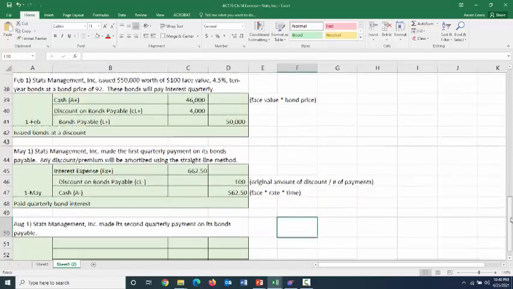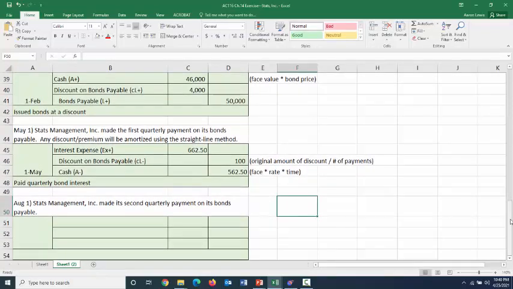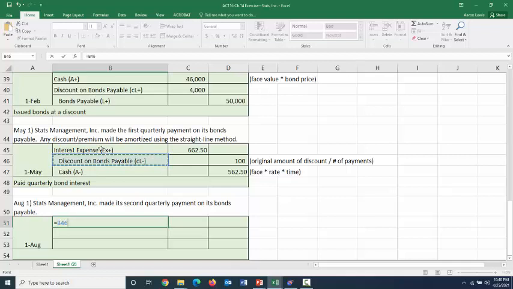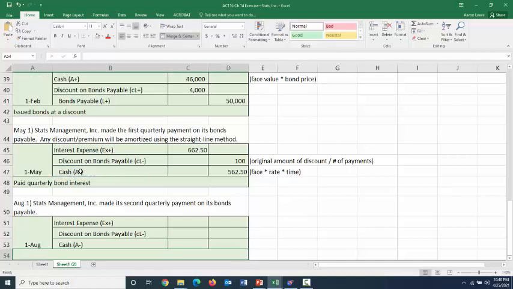And then lastly, on August 1st, Status Management Incorporated is going to make its second quarterly payment on its bonds payable. Okay. What are we going to need? Well, we're still going to record an interest expense. We are paying interest, so we know we're going to need a debit to interest expense. Every time that we pay interest, we're going to amortize a portion of that discount using the straight line method. So we know we're going to need a credit to discount on bonds payable. And we know that we're actually handing over cash to our bondholders, so we're going to need a credit to cash.